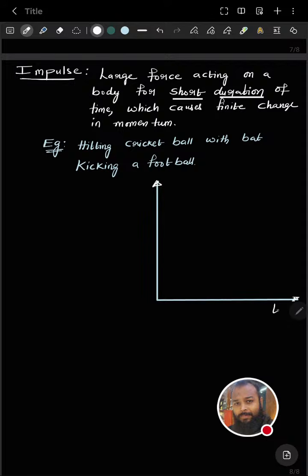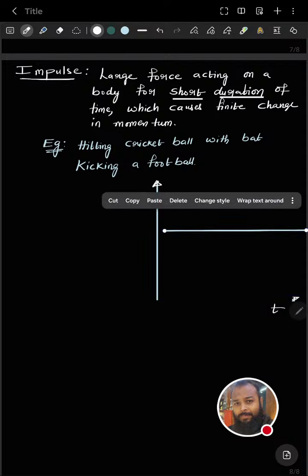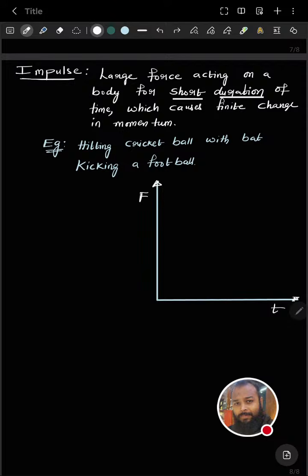So this is time on x-axis, force on y-axis. Initially force was not acting, but suddenly force acts and again it falls down. So this is short duration. Duration has to be very less. Something like this. Large force acting. Suddenly the force rises and again it falls down. Clear? You might have also seen this in Extra Edge.